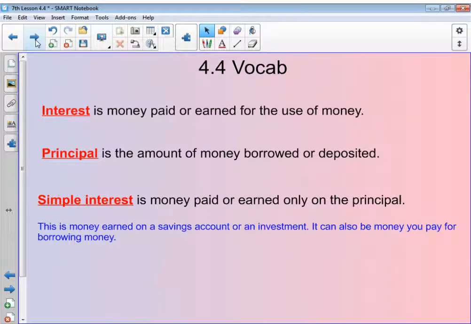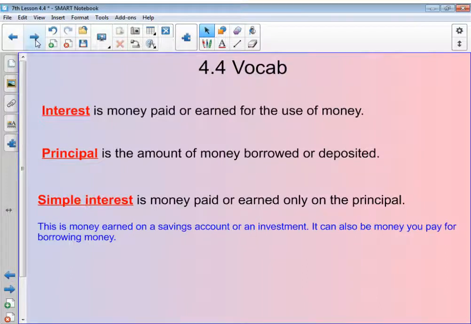Principal is the amount of money that was either deposited or borrowed. So that's the initial money, the money that you initially took out. Like if you took out a loan to buy a car, the principal is the money that you owe, not including the interest that you're having to pay.